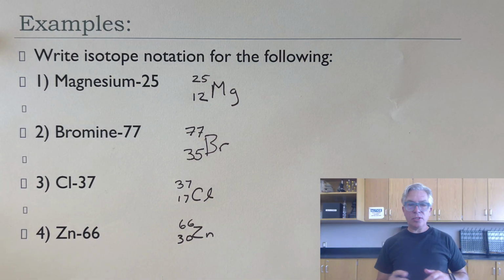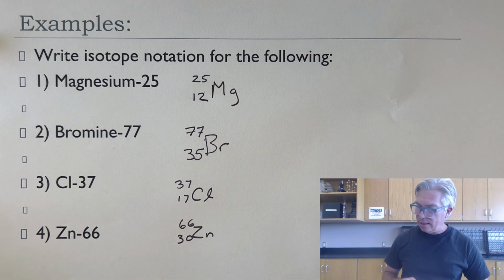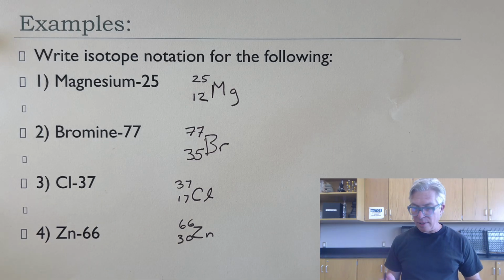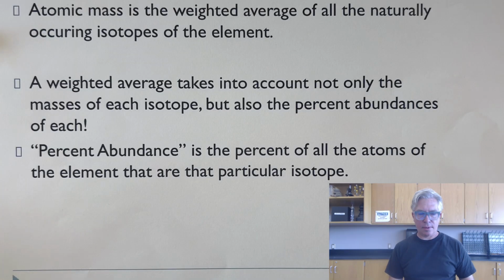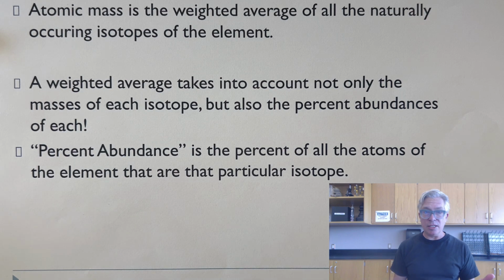Okay, and if you came up with those 2 symbols for chlorine and zinc, 37 and 66 respectively, then congratulations. You have mastered isotope notation. So where does this number on the periodic table come from that we put in each box?